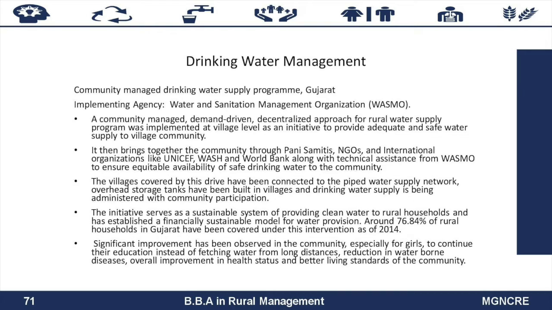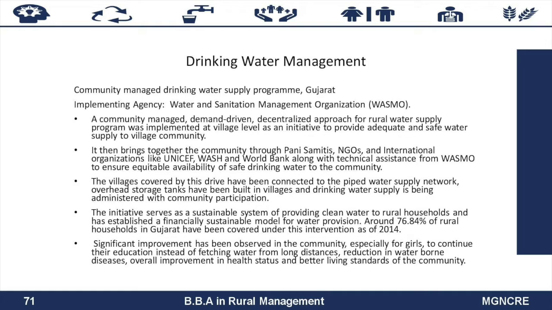So in this topic we are going to discuss drinking water management. The first one is the community managed drinking water supply program in Gujarat. The implementing agency was the Water and Sanitation Management Organization. Let us discuss this community managed drinking water supply program in Gujarat.